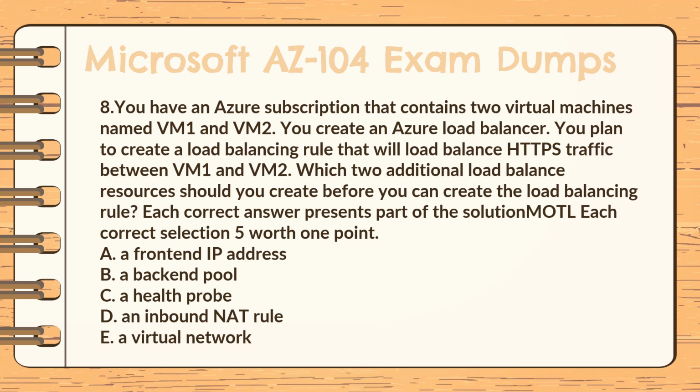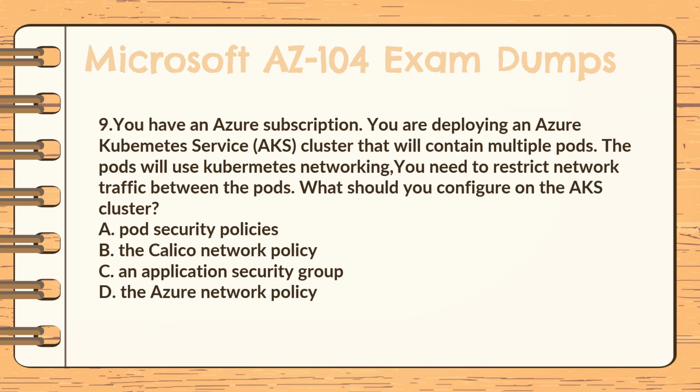A. A front-end IP address. B. A backend pool. C. A health probe. D. An inbound NAT rule. E. A virtual network. 9. You have an Azure subscription. You are deploying an Azure Kubernetes Service (AKS) cluster that will contain multiple pods.